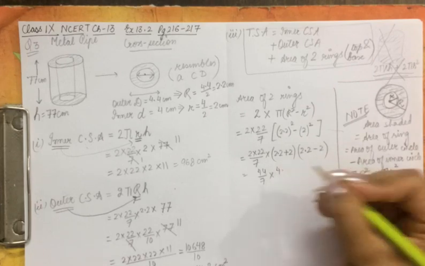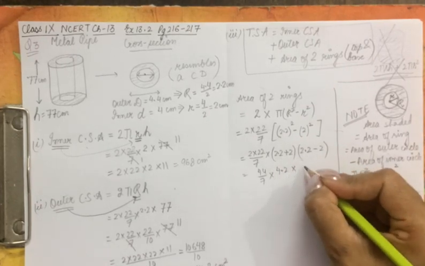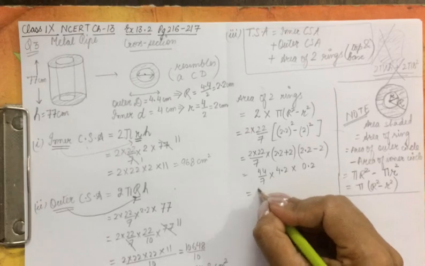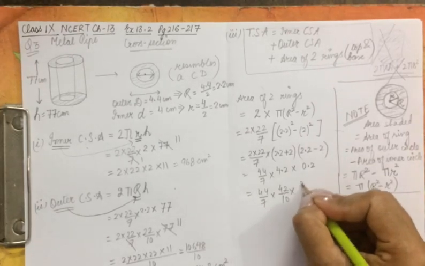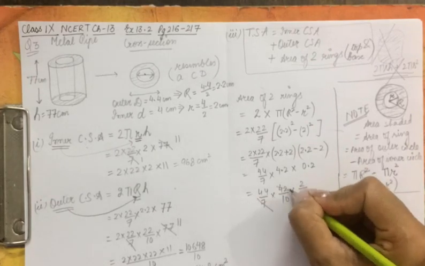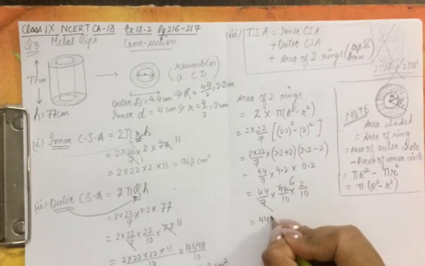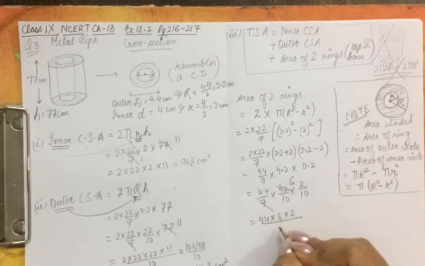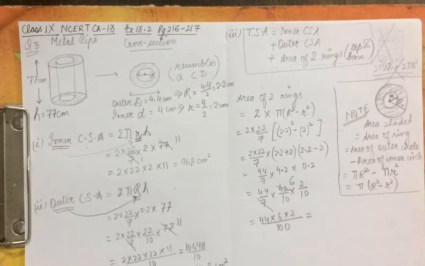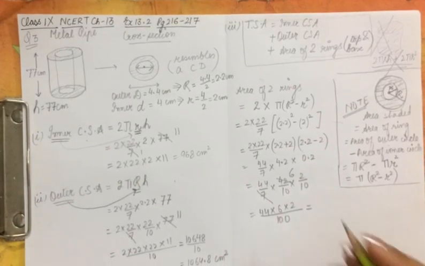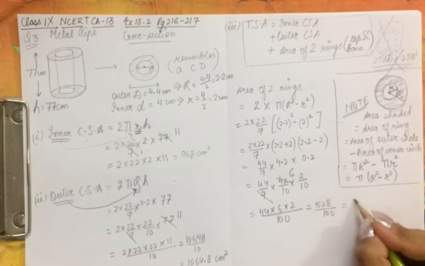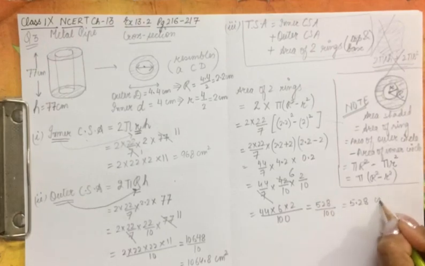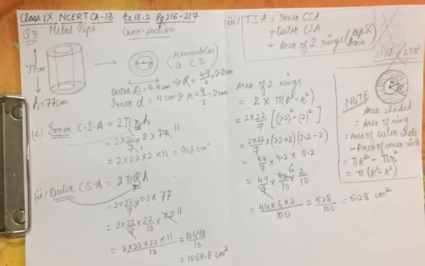So this will be 4.2 into 0.2. Let's convert the decimals into fractions and evaluate. This gets cancelled. So 44 into 6 into 2 over 100. Evaluating this, the product comes out to be 528. In the denominator I've got 100. So this will be 5.28 centimeter square.